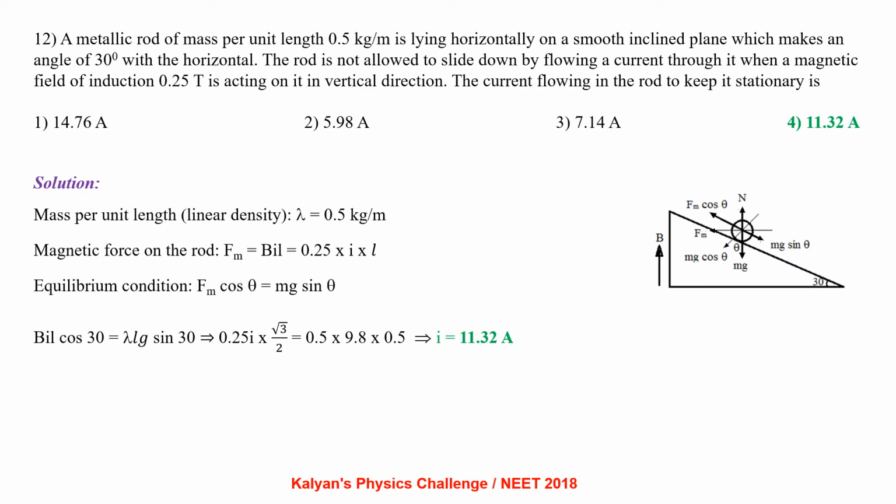Mass per unit length of the rod is lambda equal to 0.5 kg per meter. The magnetic force acting on the rod is BIL. So B is 0.25. Let us say I is current, L is length of the rod. For equilibrium, Fm cos theta should be equal to mg sin theta from the diagram. So BIL cos 30 equal to lambda Lg sin 30. Upon simplification, we get current flowing through the rod equal to 11.32 ampere.